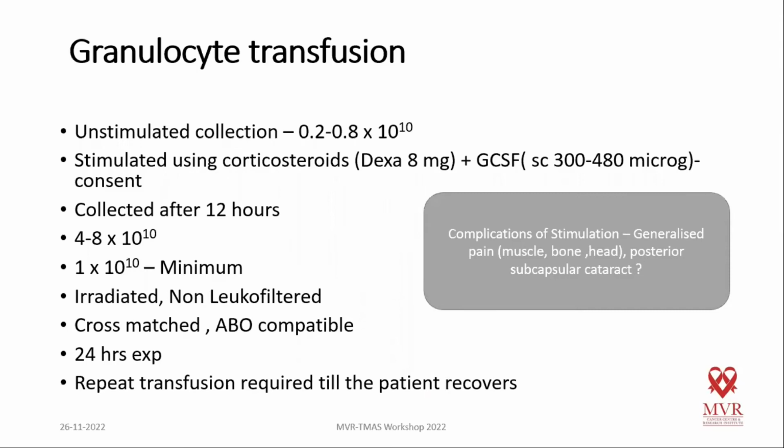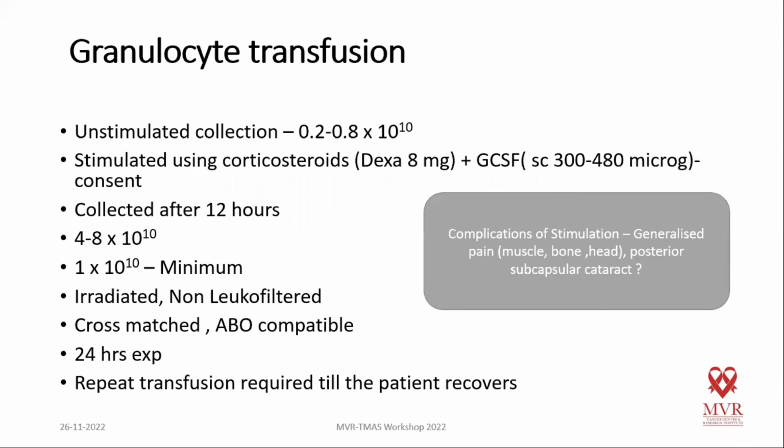If we are going for unstimulated collection, we'll get almost 0.2 to 0.8 into 10 to the power of 10. That won't be adequate. You'll have to give pre-dosage of corticosteroids, Dexa 8 mg or GCSF, and a consent has to be taken. Collection is done after 12 hours of medication. We will get 4 to 8 into 10 to the power of 10. The minimum each unit should have is 1 into 10 to the power of 10.